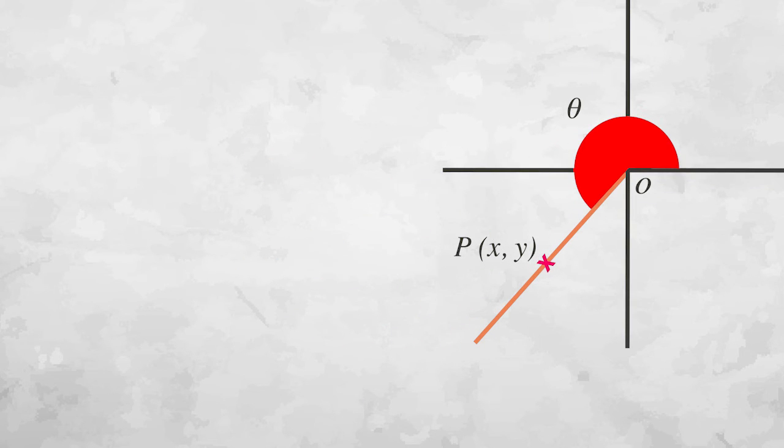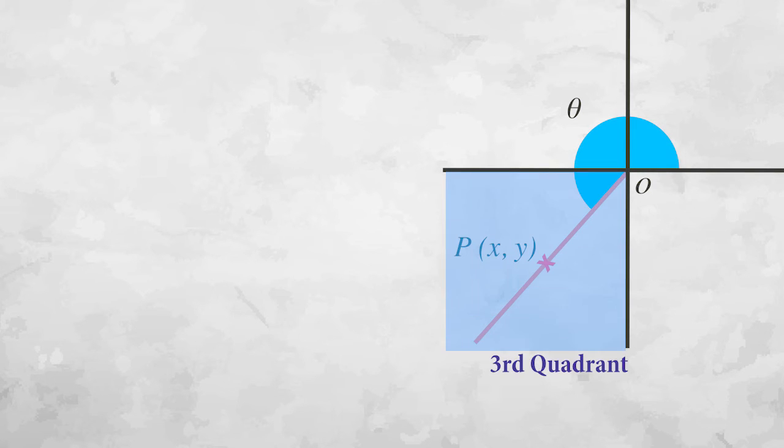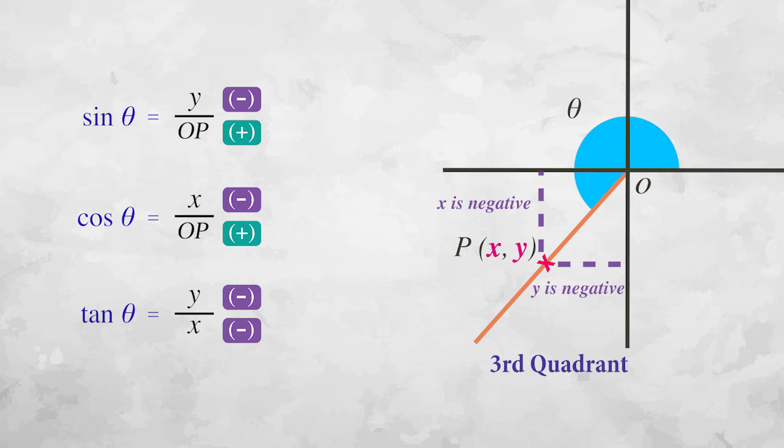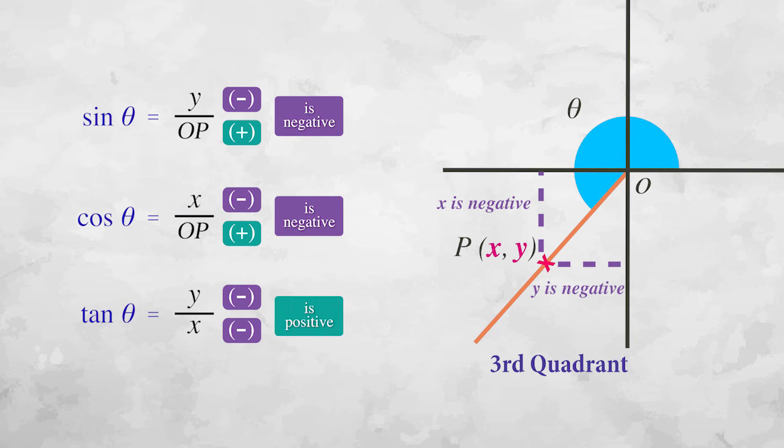If angle theta is now between 180 and 270 degrees, point P will lie in the third quadrant, as we can see here. What can we say about the signs of the trigonometric ratios in this quadrant? Since the x and y coordinates of point P are both always negative in the third quadrant, the sine and cosine ratios are always negative in this quadrant, while only the tangent ratio is always positive in this quadrant.